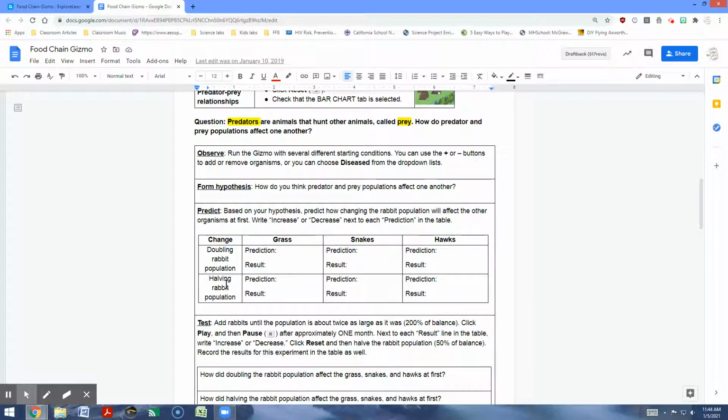We'll also make a prediction for what's going to happen if we have half the number of rabbits. That means cut in half. So if we cut the number of rabbits in half, what's going to happen to the grass? What's going to happen to the snakes? What's going to happen to the hawks?